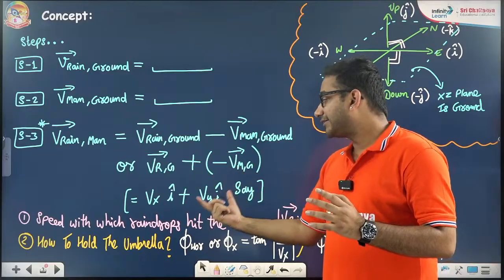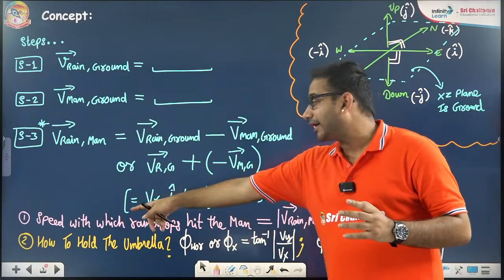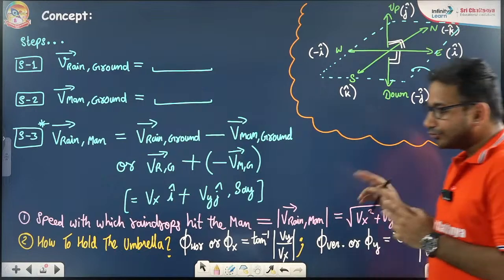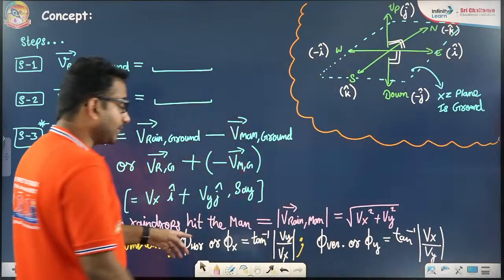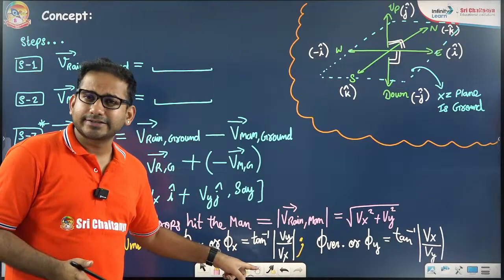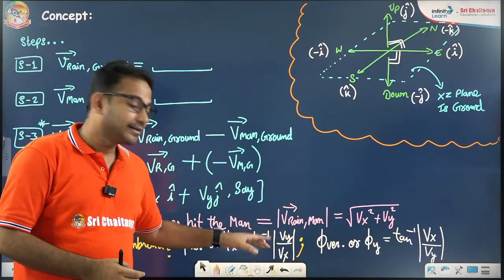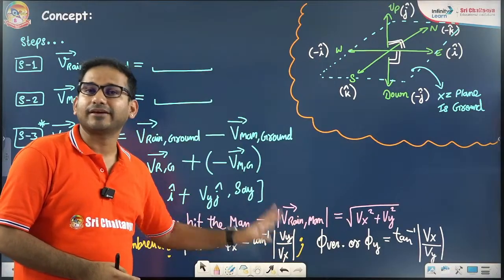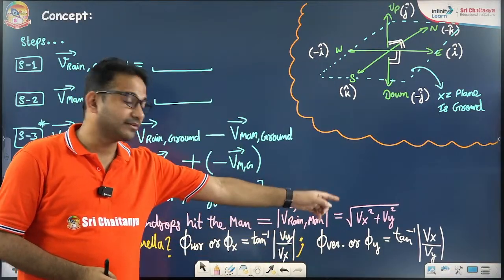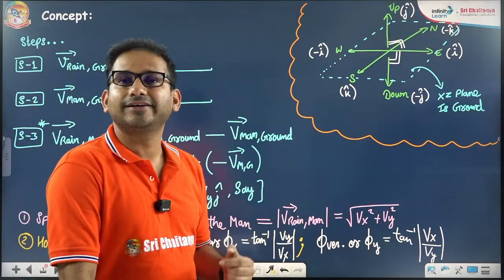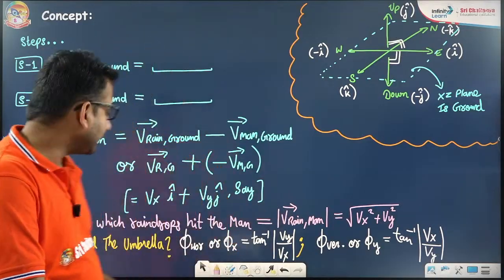Once we get the final vector, its magnitude will answer the first question, the speed with which the raindrops hit the man. How to hold the umbrella is answered by its direction. The rule is again the same: if you are interested in finding the angle with the horizontal x-axis, then that will be tan inverse Vy by Vx. For the y-axis, tan inverse Vx by Vy. The rule is that with whichever axis the angle is made, that component must come in the denominator.